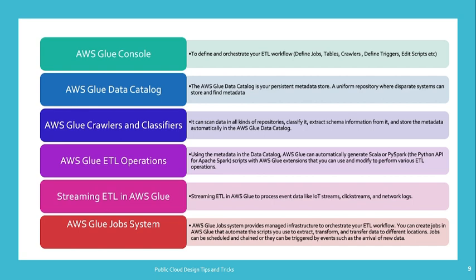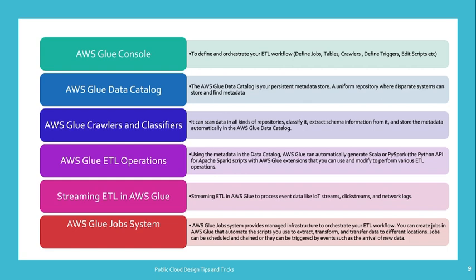Then AWS Glue ETL operations. Using the metadata of the data catalog, AWS Glue can automatically generate Scala or PySpark scripts, you know that is the Python API for Apache Spark, with AWS Glue extensions that you can use and modify to perform your various ETL operations. Streaming ETL in AWS Glue processes event data like IoT streams, click streams and network logs as well. And the last part, AWS Glue jobs, provides managed infrastructure to orchestrate your ETL workflow.